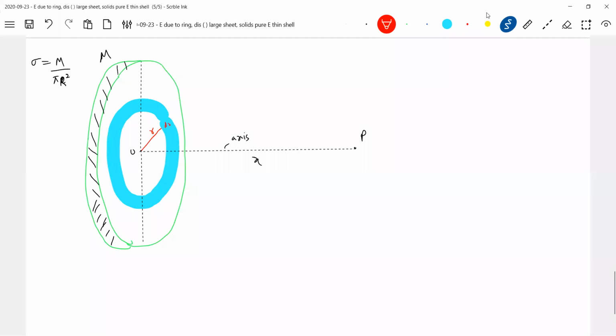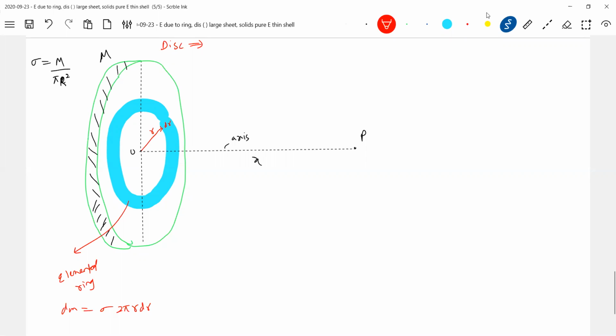Thickness of this, let it be dr. What is that blue color one? The blue color is the elemental ring, and this is a disk. First, we'll calculate the mass of the disk. What is the mass of the disk? dm is sigma into 2 pi r dr. I think all of you know all this. What is dr? dr is the width of that one.